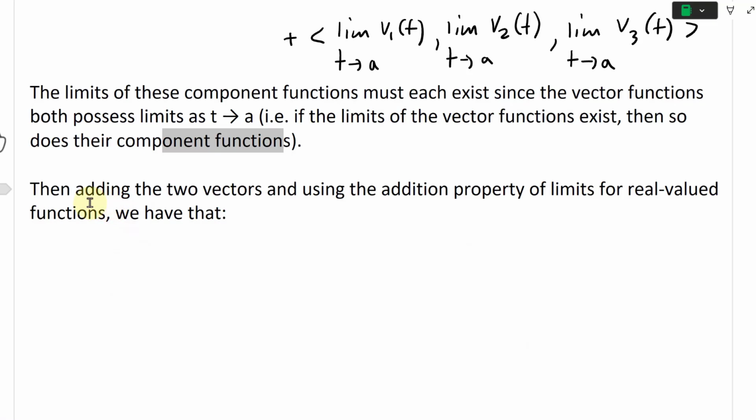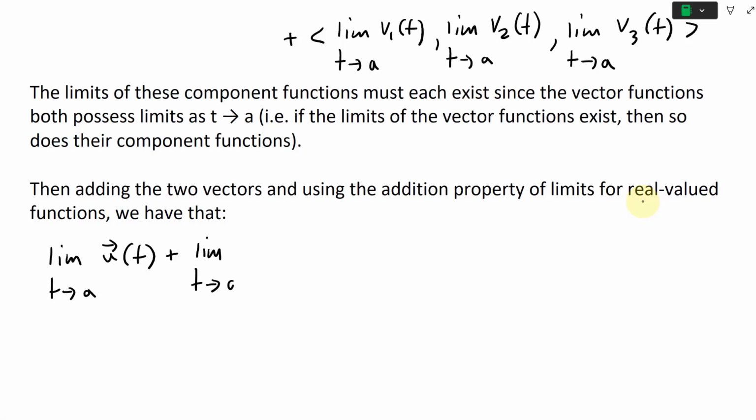Anyways, then adding the two vectors and using the addition property of limits for real valued functions, what we get is the limit as t approaches a of u of t plus the limit as t approaches a of v of t, vector functions.